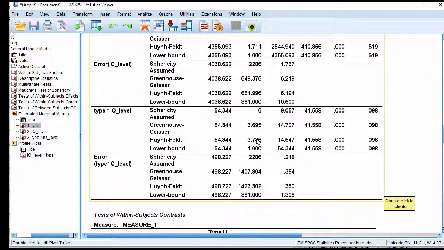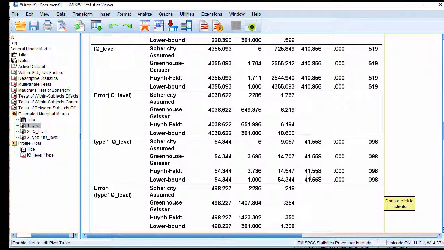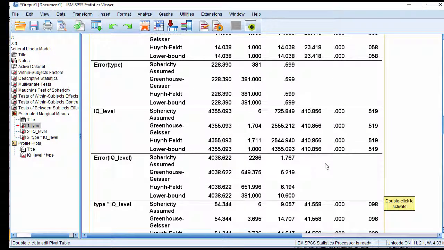Note that the Huynh-Feldt adjustment causes the degrees of freedom to have a decimal place. That's different than the sphericity assumed. Sphericity assumed is always whole numbers. These are all decimal placed. That is the nature of the adjustment. So that is Huynh-Feldt, with an F value of 41.558.